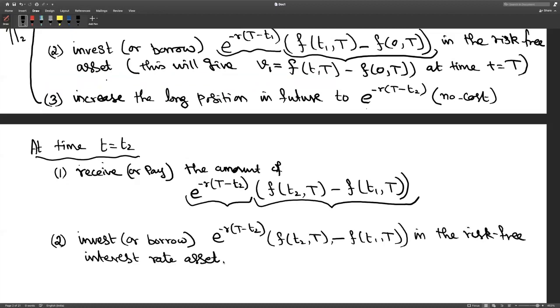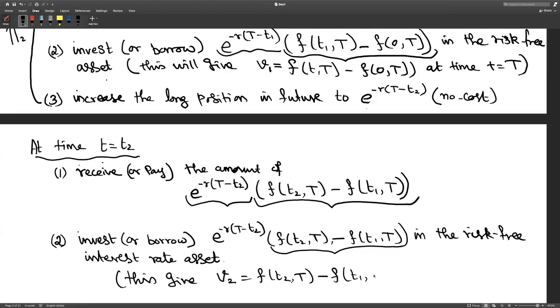It means the bond that you have been investing in the previous time steps, in the same bond you may invest again. And again, you recall that this gives how much money at time t equal to capital T? It gives you this much, F(t2, T) minus F(t1, T). It will give you this at time t equal to capital T, not today. That is not at time t equal to t2, but it will give at t equal to capital T.